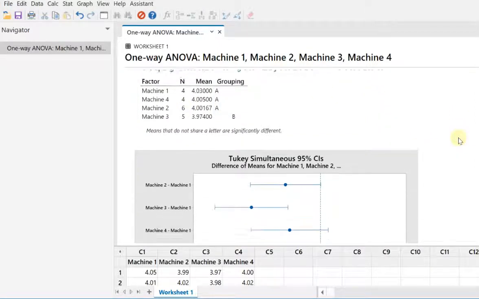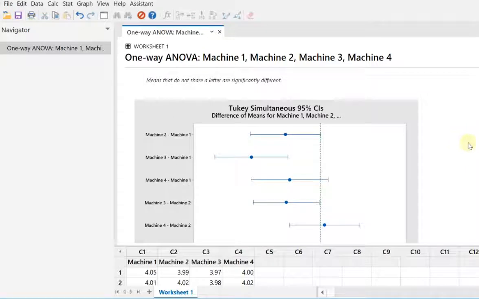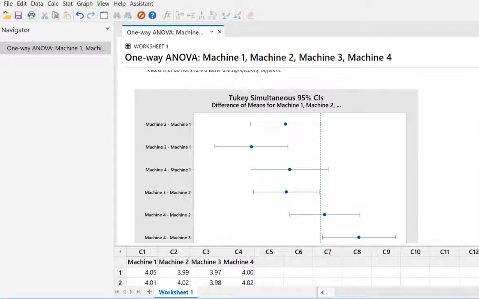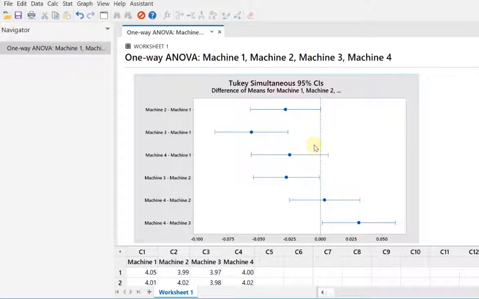Now, the graphs that go with it, very interesting. Remember with 4 levels of the factor, when we are comparing 2 at a time, look at the comparisons here. Machine 2 minus machine 1, 3 minus 1, 4 minus 1, 3 minus 2, 4 minus 2, 4 minus 3. 1, 2, 3, 4, 5, 6. There are 6 multiple comparisons. Combinatorically speaking, there are 4 choose 2 ways to pair these together, which gives us 6. And these are the 6.